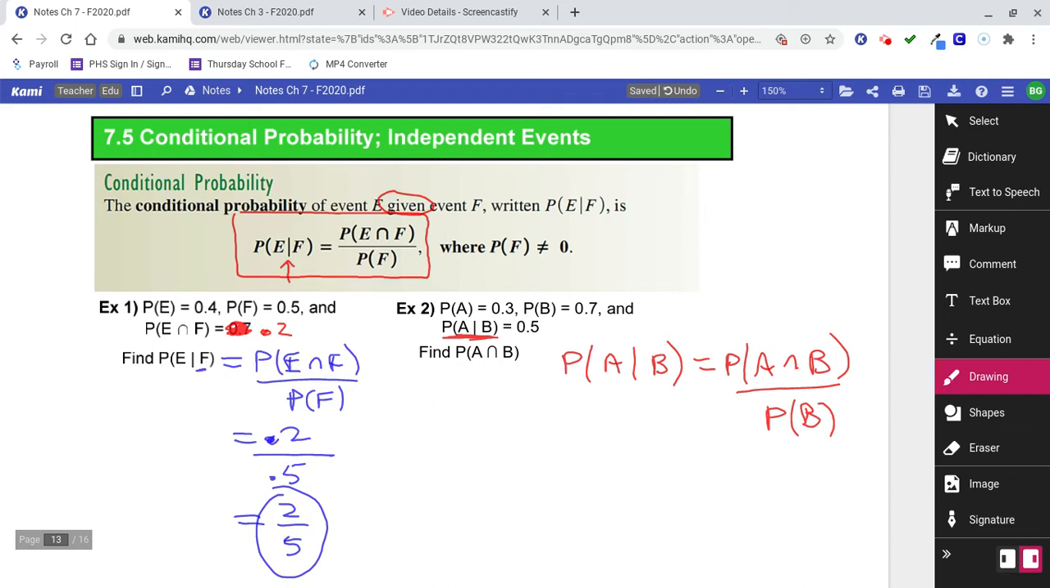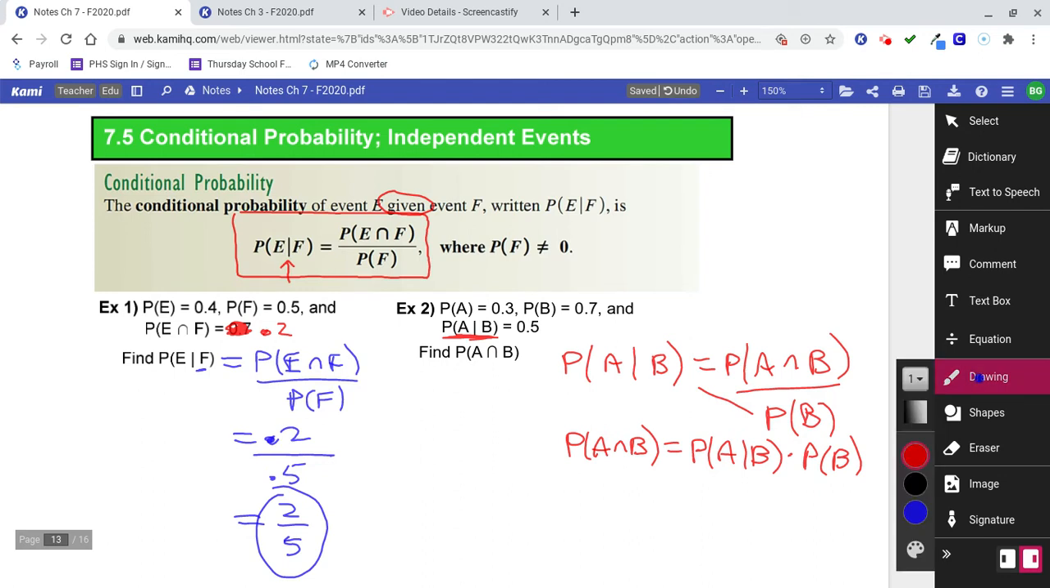You can rearrange that if you want to. You can rearrange that by multiplying here to say probability of A and B is equal to the probability of A given B times probability of B. You can rearrange that formula so that it's easier once you plug in, or you can plug in the numbers at the beginning. But we've got those numbers. We've got the probability of A given B is 0.5. And we've got the probability of B is 0.7. So 0.5 times 0.7 is 0.35.